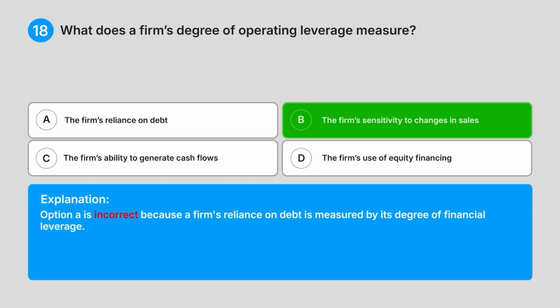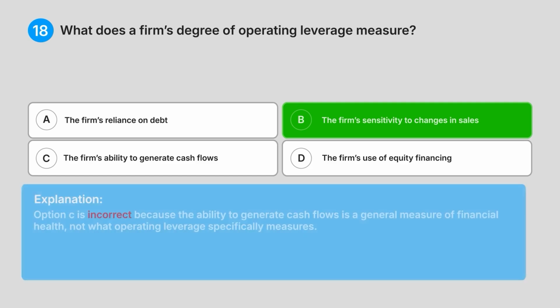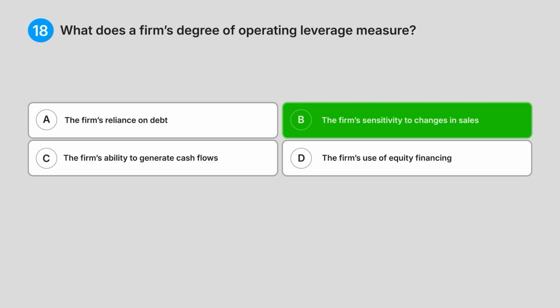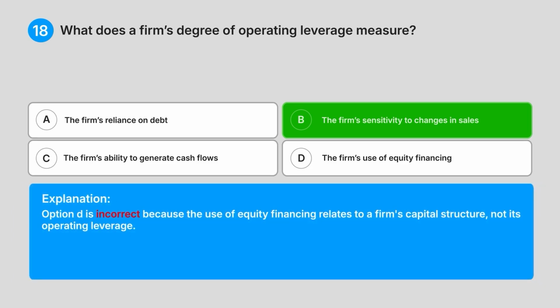Option A is incorrect because a firm's reliance on debt is measured by its degree of financial leverage. Option C is incorrect because the ability to generate cash flows is a general measure of financial health, not what operating leverage specifically measures. Option D is incorrect because the use of equity financing relates to a firm's capital structure, not its operating leverage.